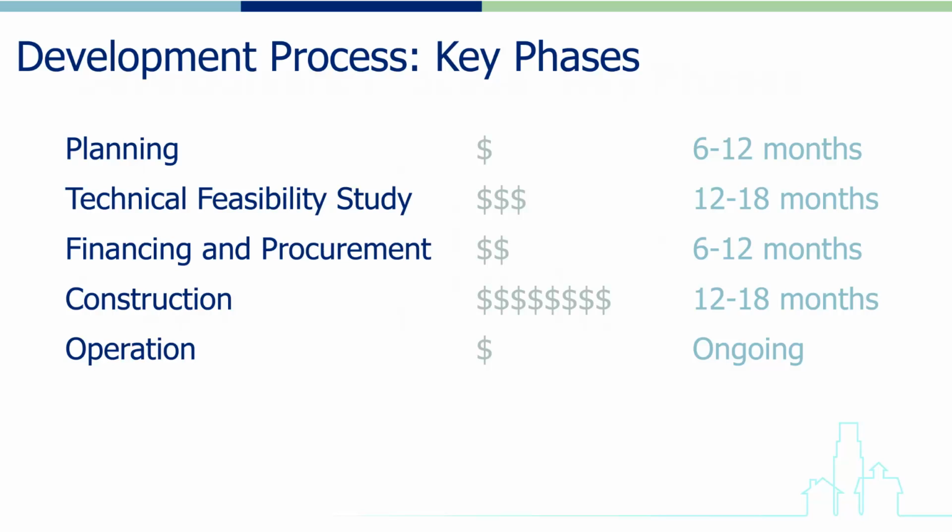The next phase is significantly more expensive, the technical feasibility study. This requires professional energy engineering services and can take something on the order of 12 to 18 months, again depending on the size of the microgrid being considered.